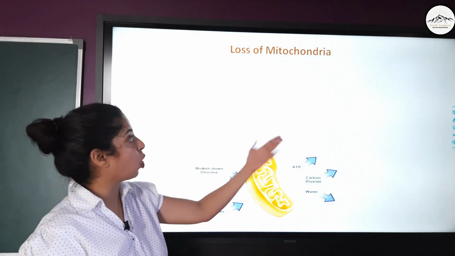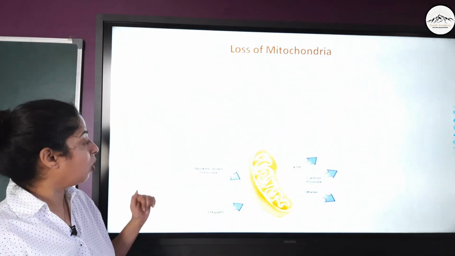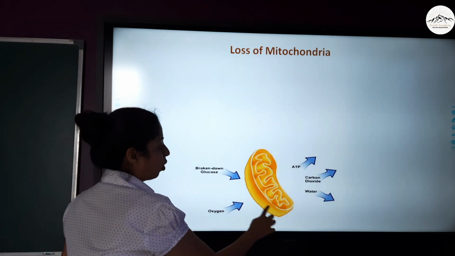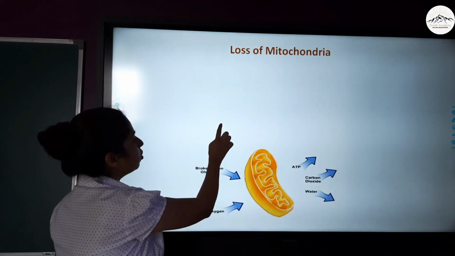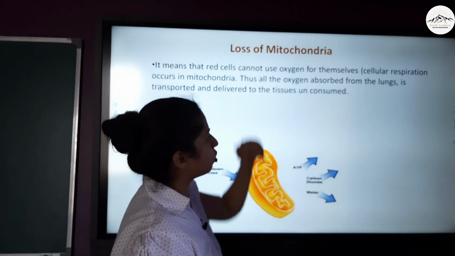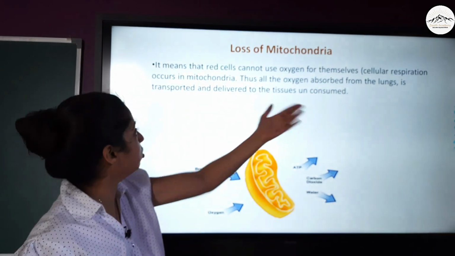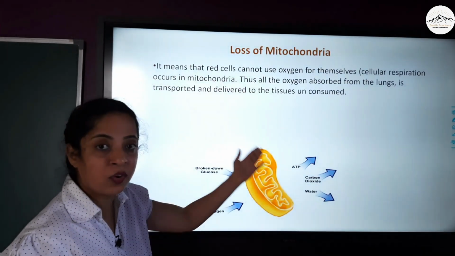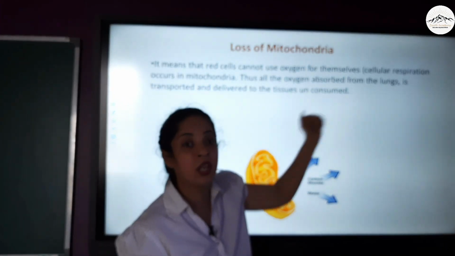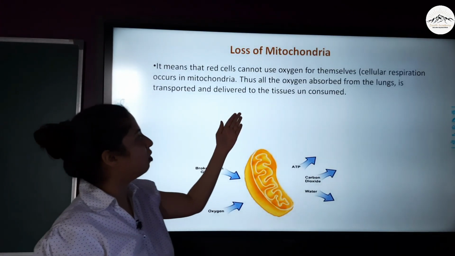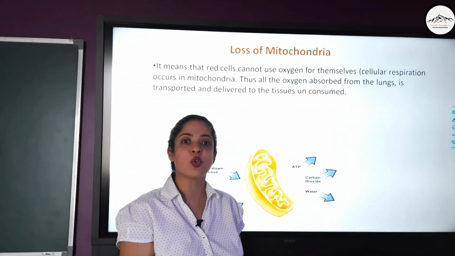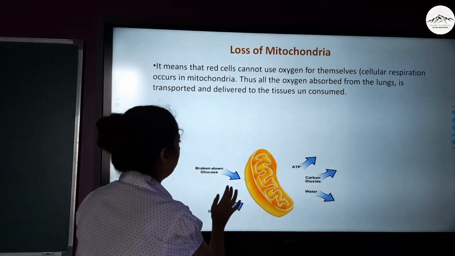Now let us see how the loss of mitochondria helps. Now the mitochondria uses oxygen as well as broken down glucose. So when the mitochondria is not there, it means the red cells cannot use oxygen for themselves, because there will be no cellular respiration as there is no mitochondria, so it will not use oxygen. Thus all the oxygen absorbed from the lungs is transported and delivered to the tissues unconsumed. It means RBC will not use oxygen for itself now.